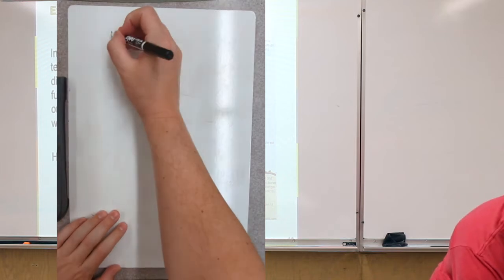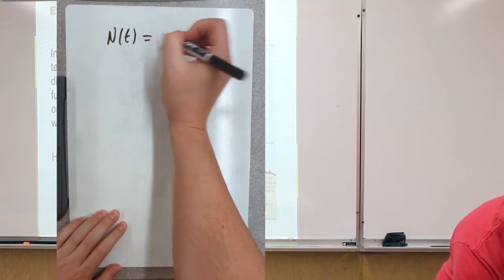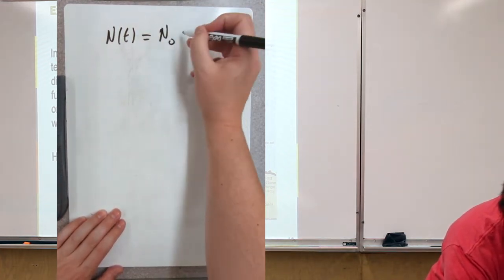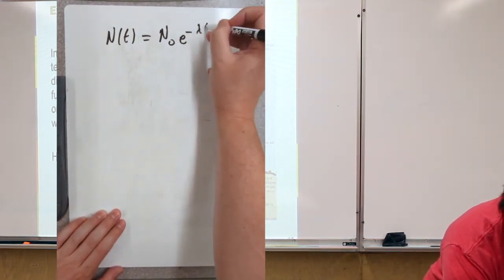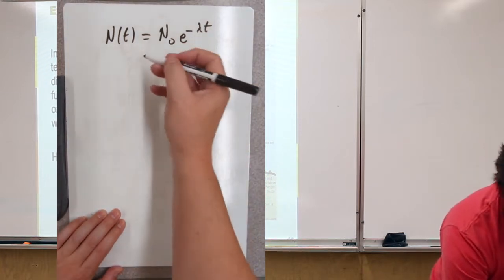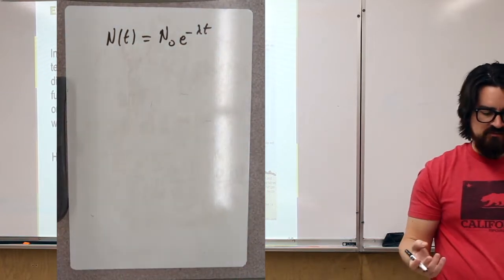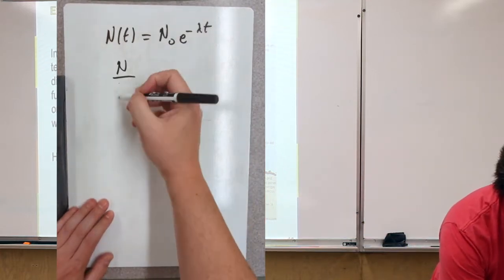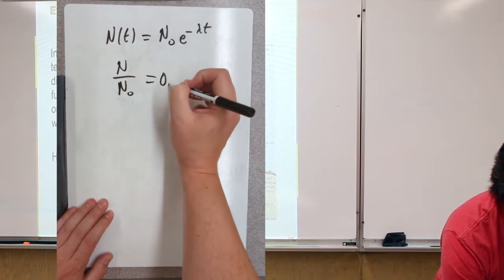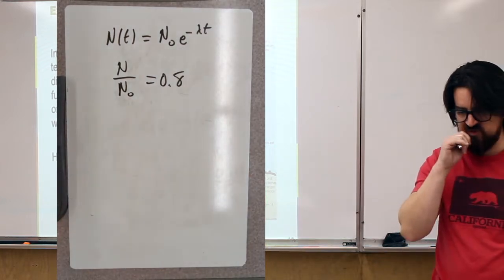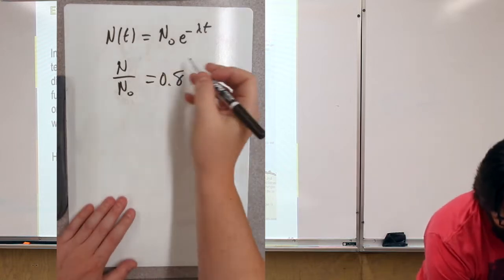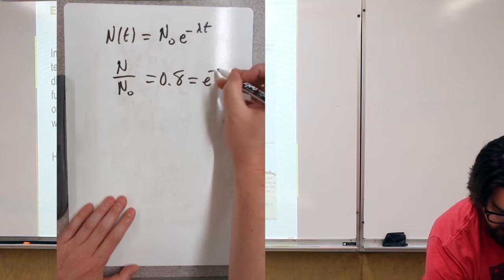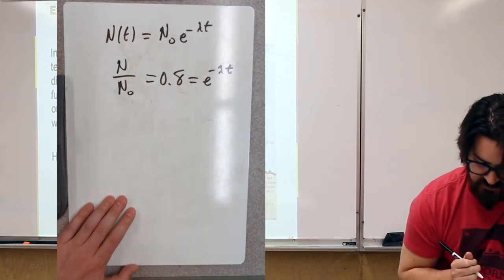Okay, so we go back to our decay equation. And they're saying that after a certain amount of time, we're left with 80% of the original amount. So if I have the current amount and I divide it by the original amount, N over N0, that's 0.8, 80%. That's what we're told here. So that means just divide all this by N0, and 0.8 should be equal to e to the minus lambda t.